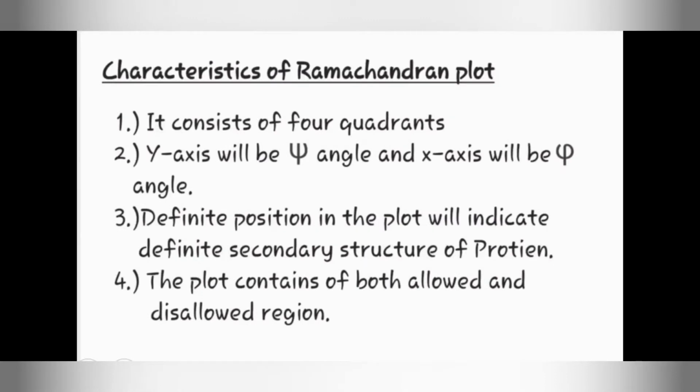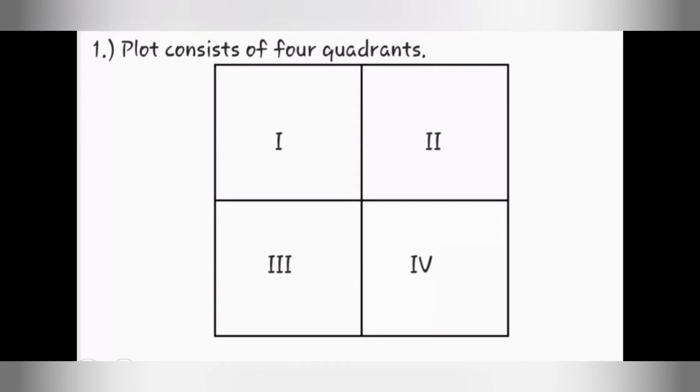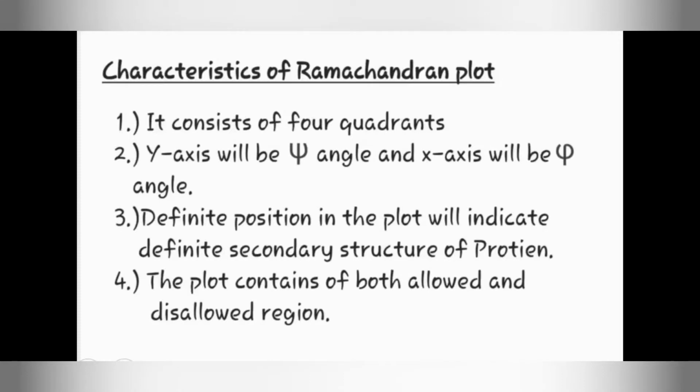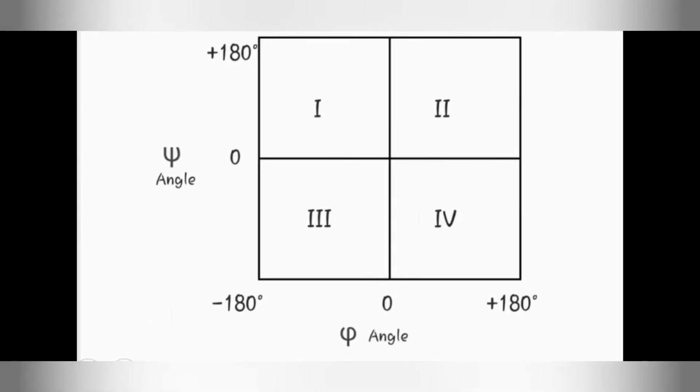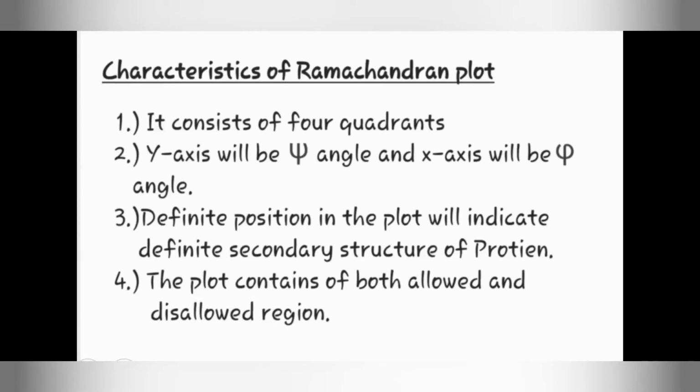Let's look at the characteristics of Ramachandran plot. First of all, it consists of 4 quadrants. You can see that 1, 2, 3, 4 quadrants are there. In the y-axis, you can see minus 180 to 0, 0 to plus 180. Y-axis will be psi angle. In the x-axis, you can see minus 180 to 0 and 0 to plus 180. And the x-axis will be phi angle. The third point is that a definite position in the plot will indicate the definite secondary structure of the protein, and the plot contains both allowed and disallowed region. Let's look at what that is.